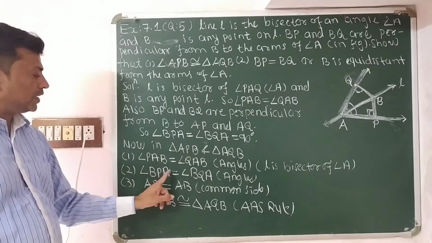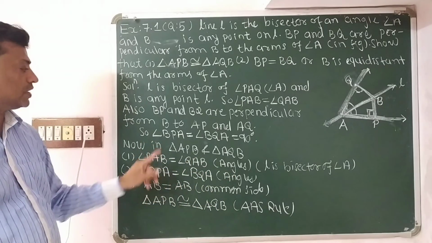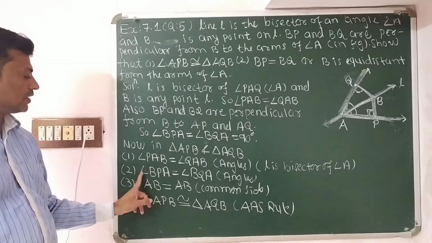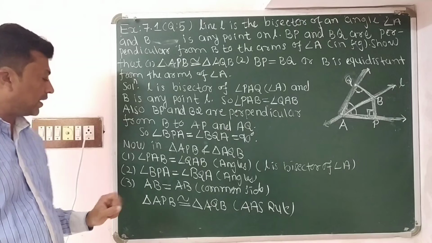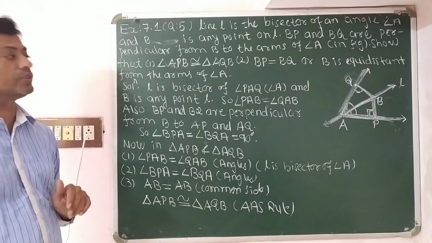Second, angle BPA is equal to angle BQA, another pair of angles, and this we also already discussed. See, angle BPA is equal to angle BQA. Third, AB is equal to AB. It is a common side for both triangles.